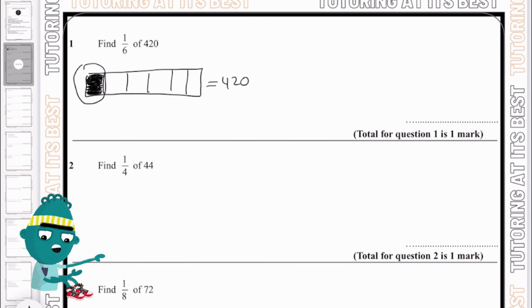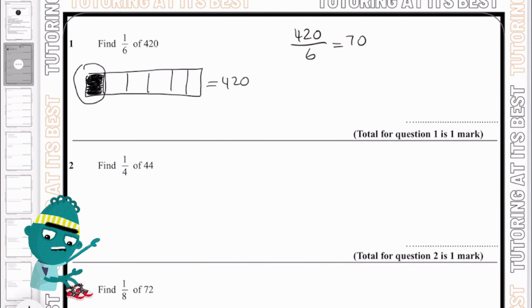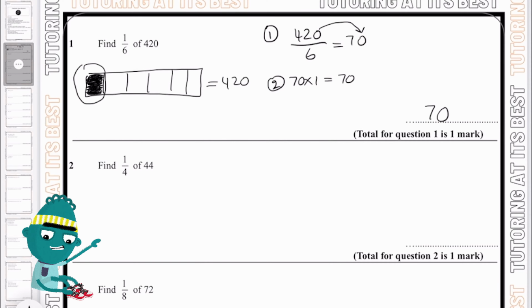So we know that 420 divided by 6 is 70. The way I've calculated that is by taking the 0 over here and simply doing 42 divided by 6, which gives me 7. So now that's my first step. Because my numerator is 1, I can simply go ahead and multiply it by 1, which gives me 70. So I now know my first answer is going to be 70.